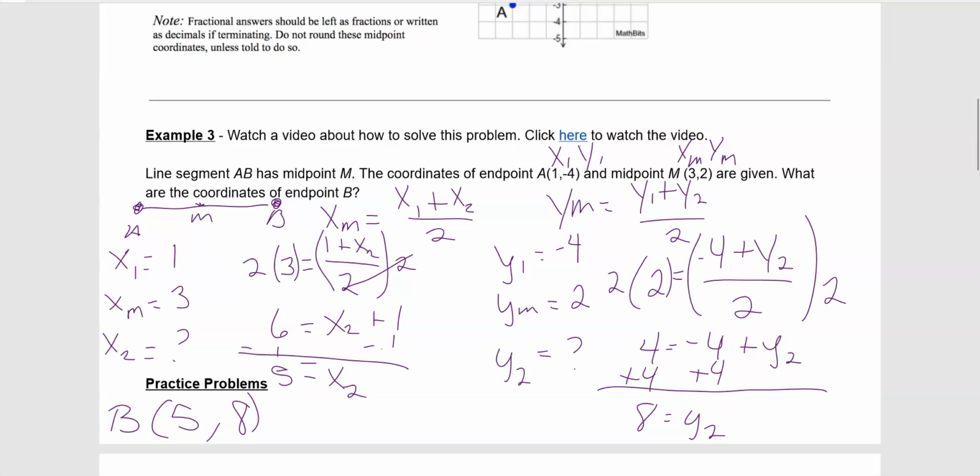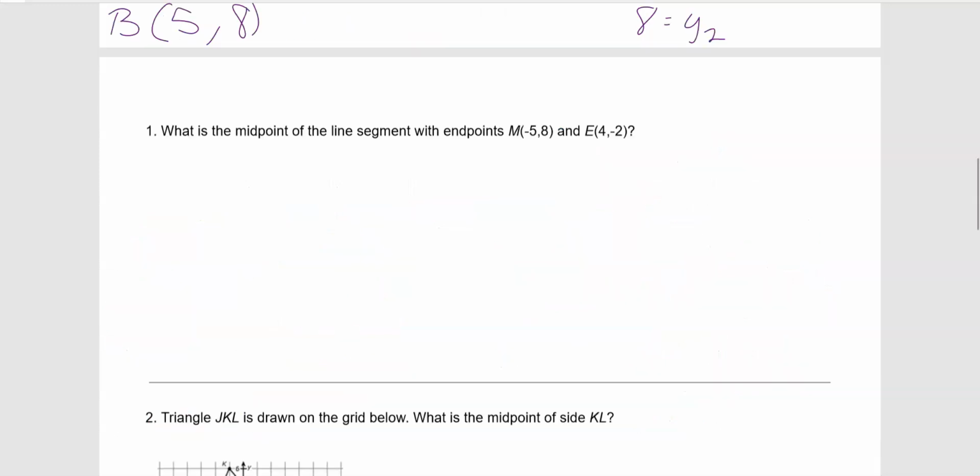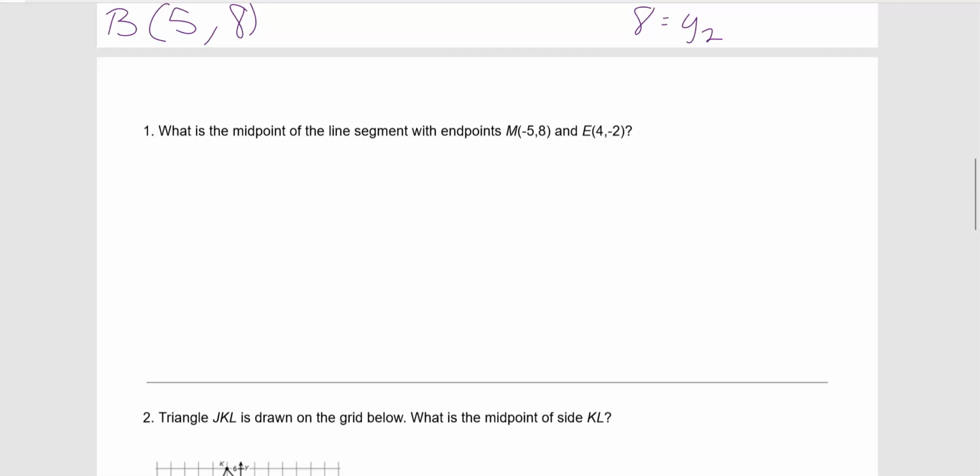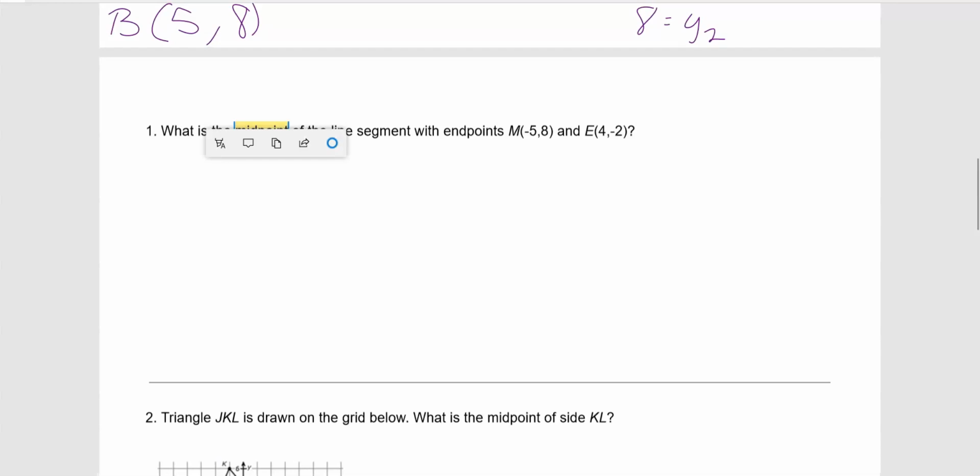Now remember, you had practice problems that you were assigned to do. All right, so here's the first practice problem. It says, what is the midpoint of the line segment with endpoints M and E? I really hate that they used M, but what can we do? So we are looking for the midpoint. That's what we're looking for. And we are given the endpoints. We need to make sure we pay attention to what we're given and what we're looking for.